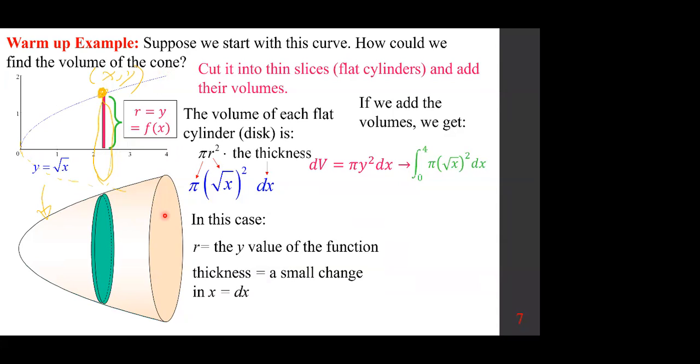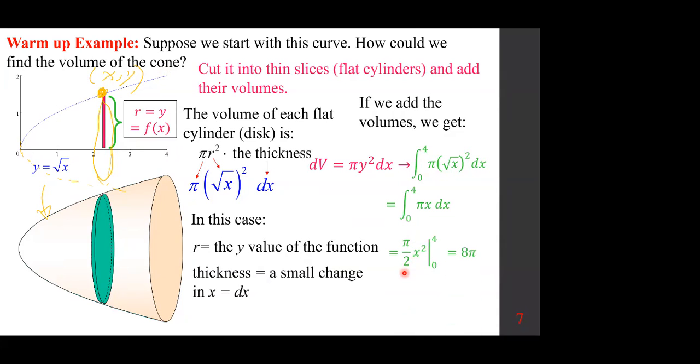You square that, you get x. So the answer is pi over 2 x squared from 0 to 4. You plug in 4, 0 has no effect. 4 gives you 16 divided by 2 is 8, so 8 pi. And that's the final answer.